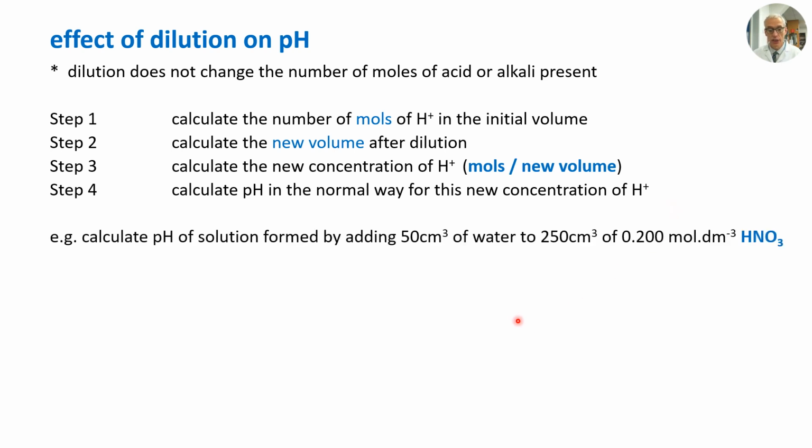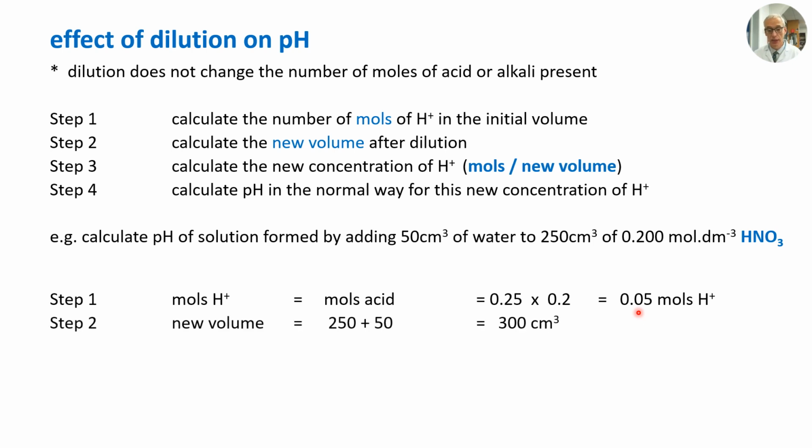So let's look at an example. Calculate the pH of solution formed by adding 50 centimeters cubed of water to 250 centimeters cubed of 0.2 nitric acid, HNO3. Nitric acid is of course a strong acid. So we initially calculate the numbers of moles of H+. So the moles of H+ equals the moles of acid, and that of course is volume times concentration. So that gives us 0.05 moles of H+ ions.